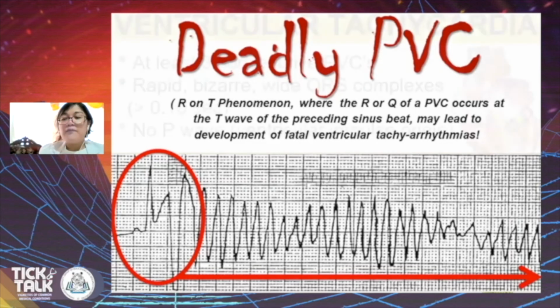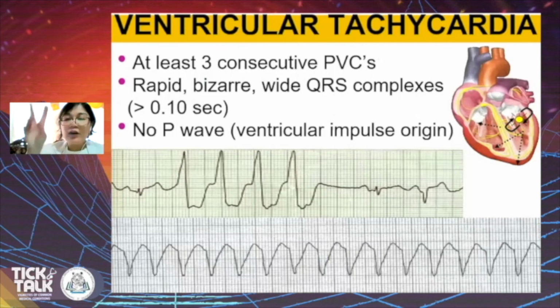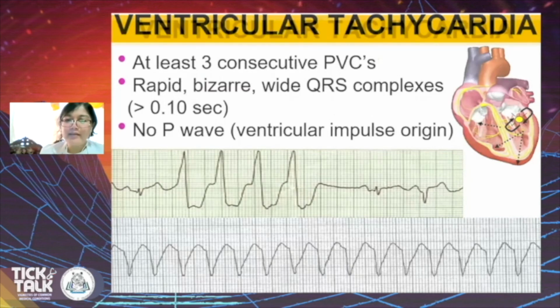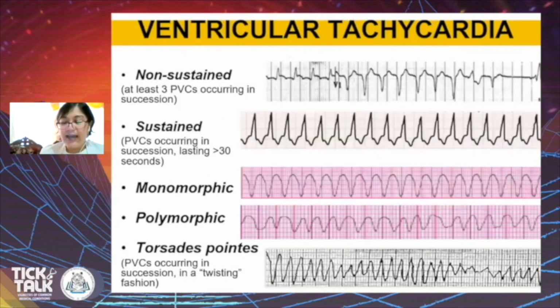So VTAC naman is if there are three PVCs occurring consecutively. Remember, two PVCs together is a couplet. Now, if you have at least three PVCs, bizarre wide looking QRS complexes occurring in succession, no P wave since it's a ventricular origin, then what we have is ventricular tachycardia.